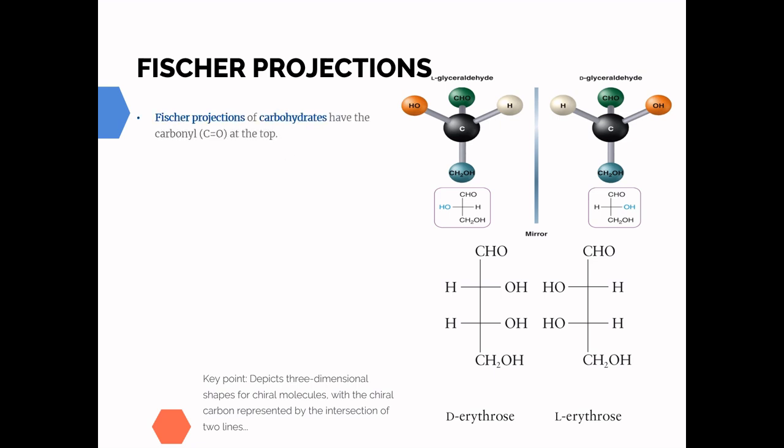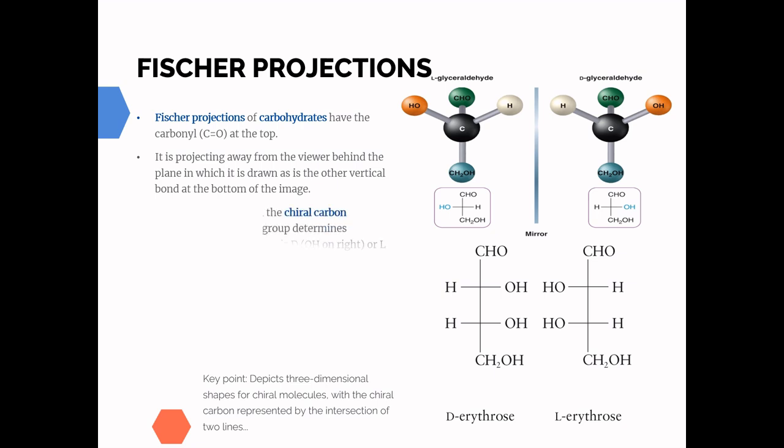Coming to the Fischer projections. Fischer projections of carbohydrates have the CHO group at the top, and it is a way that we project the molecule when we view from behind the plane. The hydroxyl group on the chiral carbon farthest from the CHO group determines whether the carbohydrate is D form, that is, the alcohol group is on the right, or L form, that is, the alcohol group is on the left.